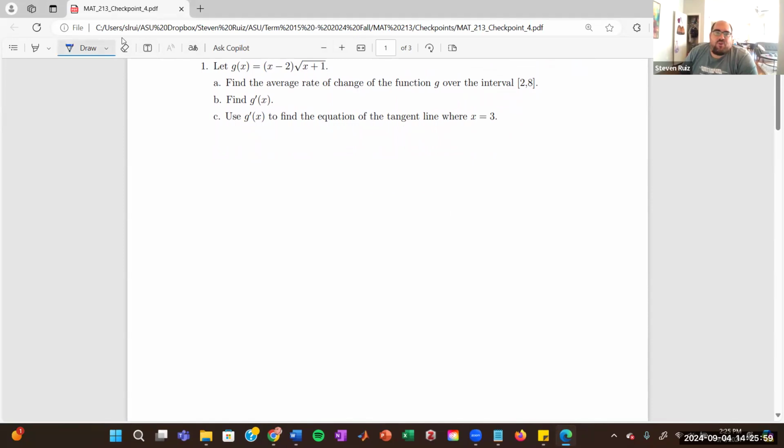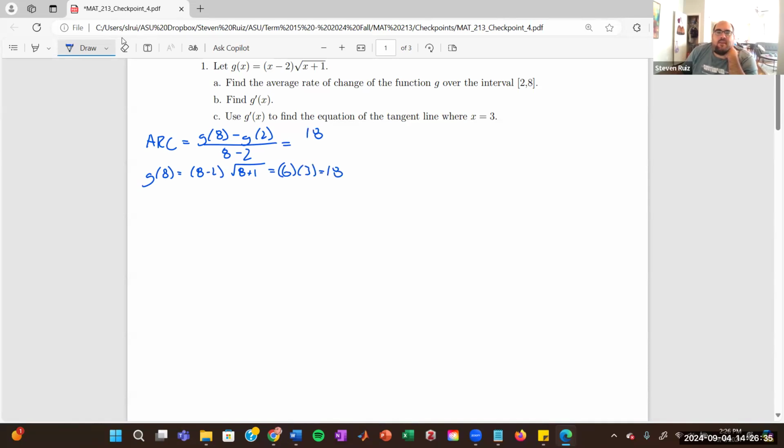So the way we find average rate of change, you've been doing this for quite a while now. So I'm going to find g of 8 minus g of 2 all over 8 minus 2. If I plug in 8 for this function, what do I get? So let's just take some notes down here. G of 8 is equal to 8 minus 2 times the square root of 8 plus 1. So that's 6 times 3, that's 18.